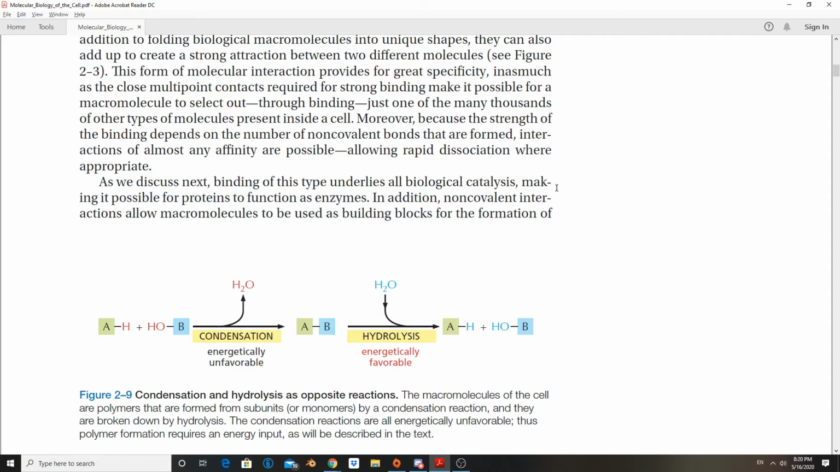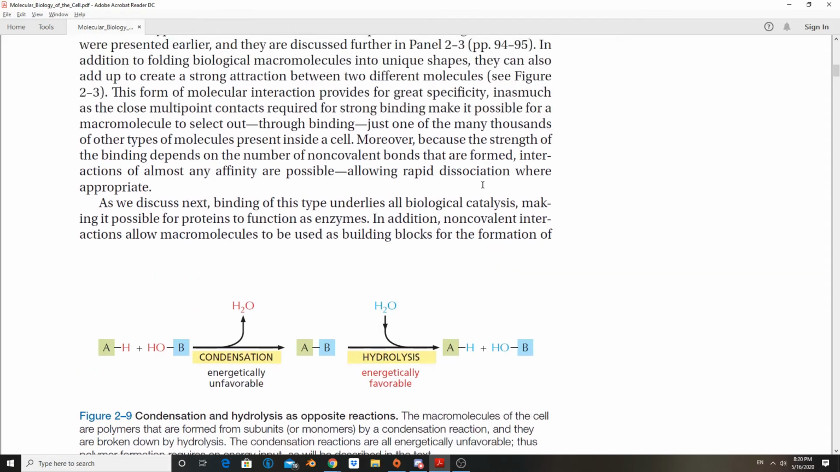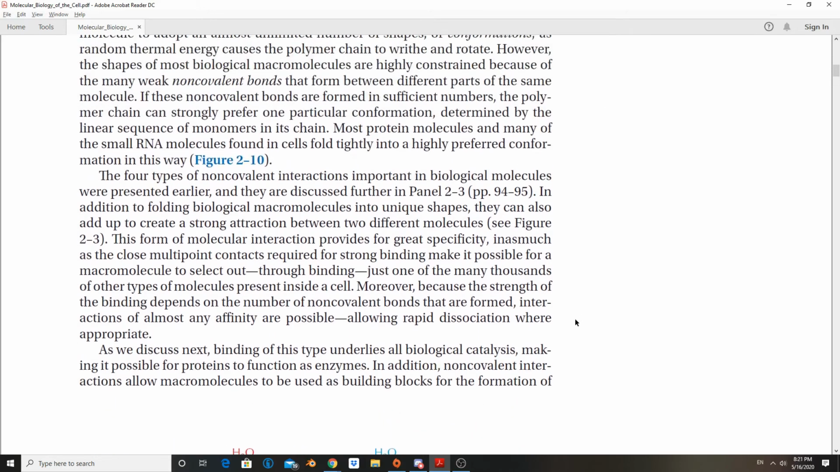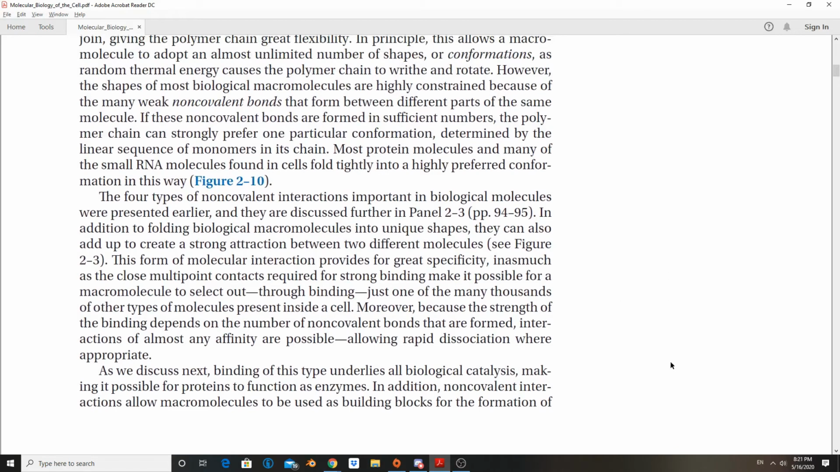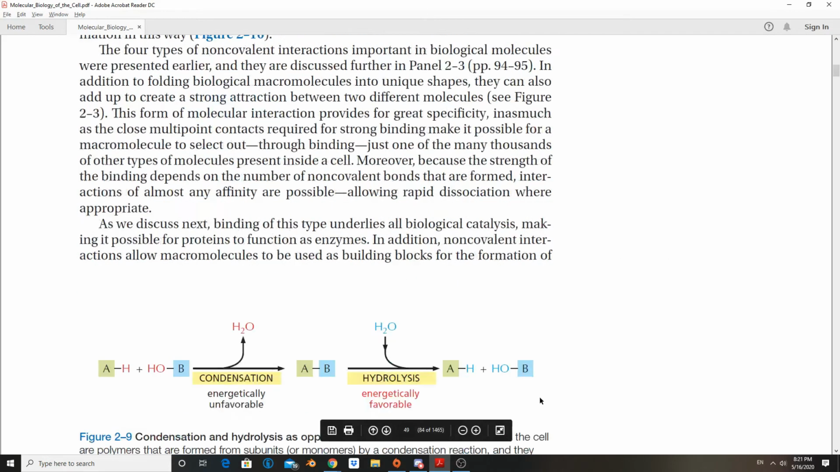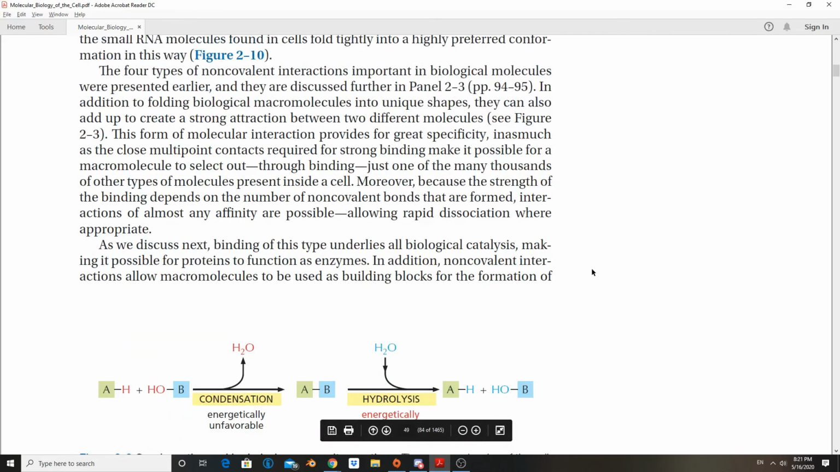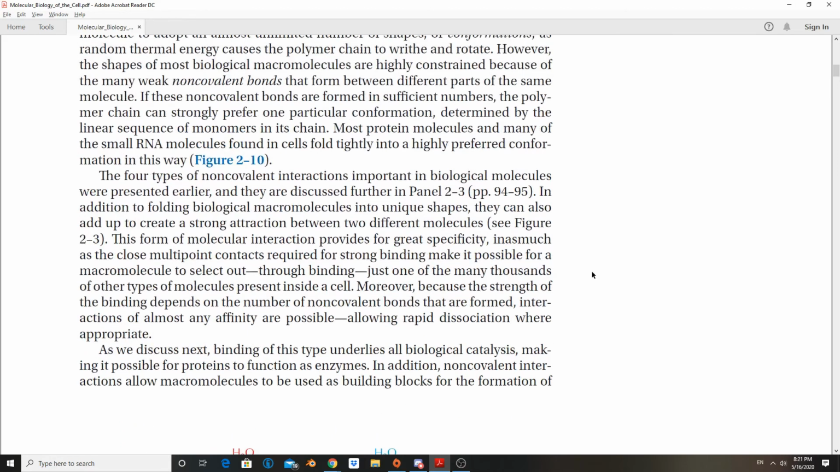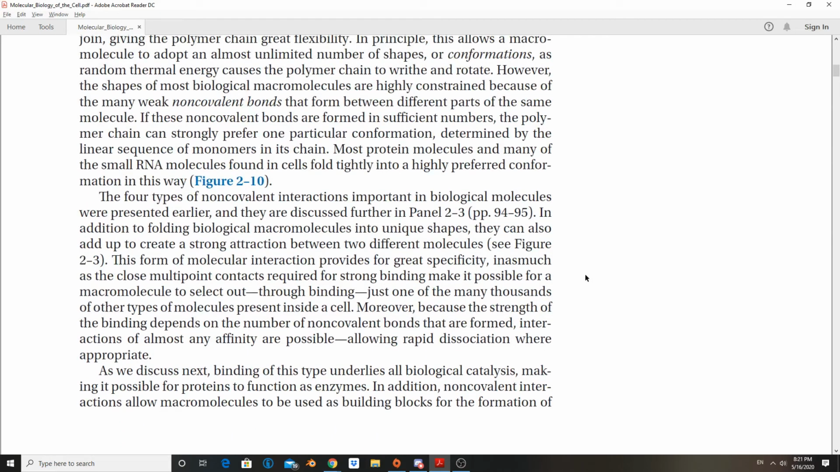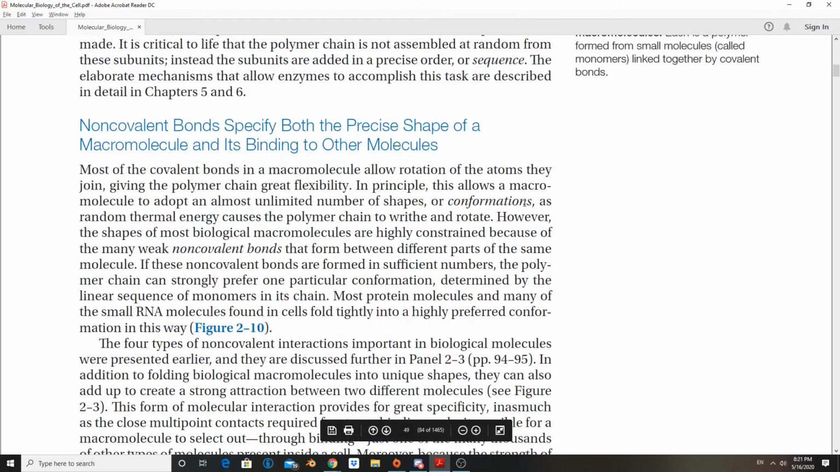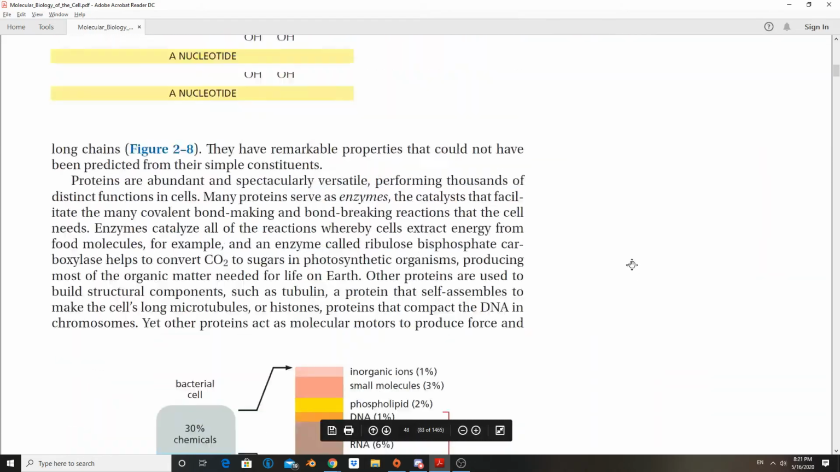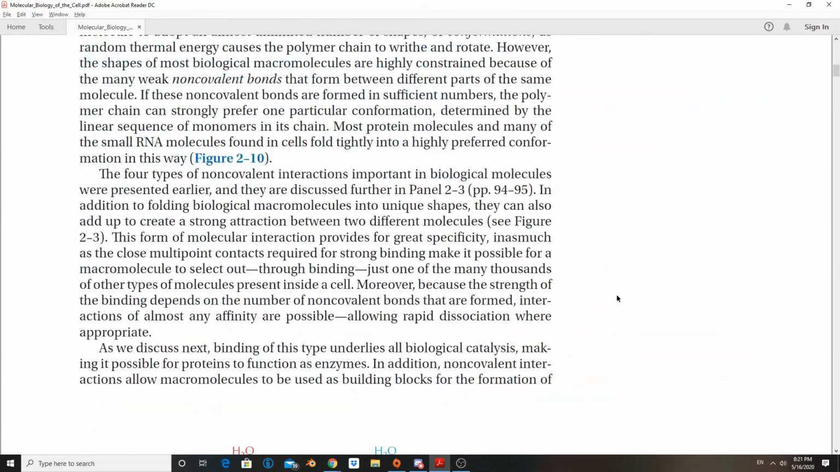Yeah, so this type of binding basically underlies all biological catalysis. Biological catalysis is basically just talking about what the enzymes do. These non-covalent bonds basically facilitate everything. They make sure that the shape of the protein is correct. They make sure that everything fits together, that the stuff that's supposed to go with another guy is going together. So I don't know how much you guys know about enzymes.